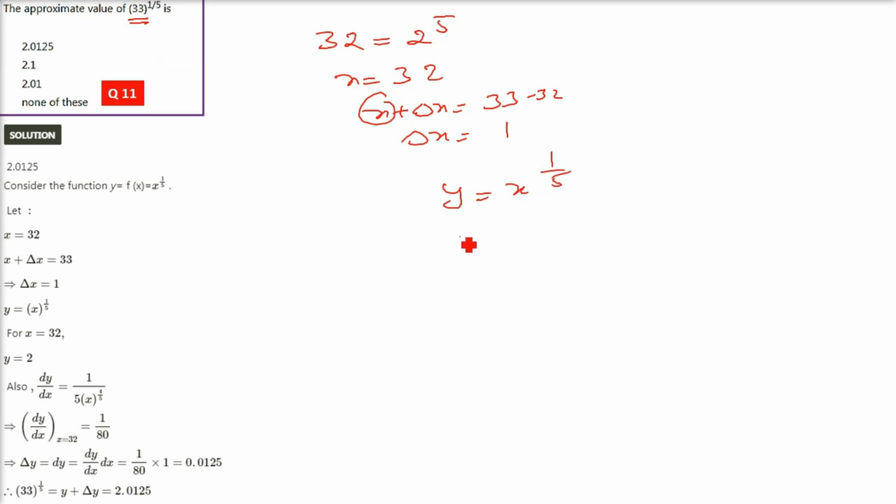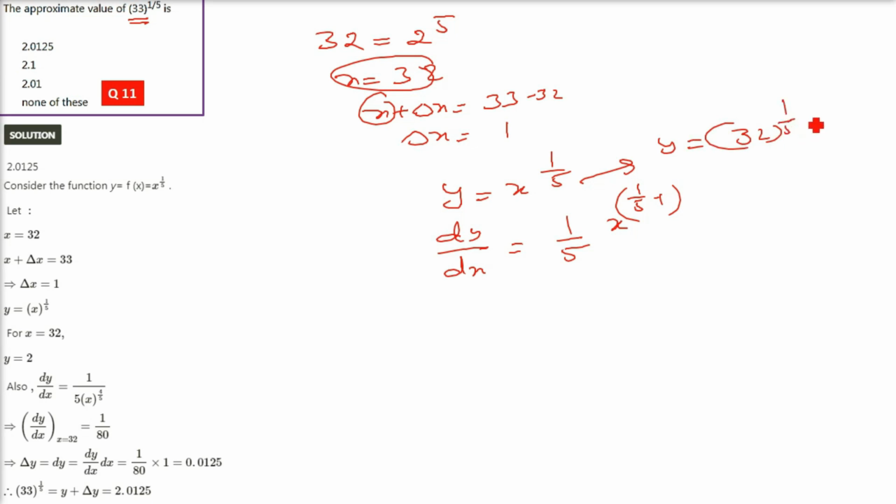Okay, so we have delta x is equal to 1, y is x to the power 1 by 5, that is our equation. Now dy by dx is n x to the power n minus 1, so 1 by 5, x to the power 1 by 5 minus 1, and we have to find out the value of dy by dx and y at 32. So what is the value of y at 32? 32 raised to 1 by 5, as I said, 2 to the power 5, this gets cancelled, you have 2. Y is 2 in this case.